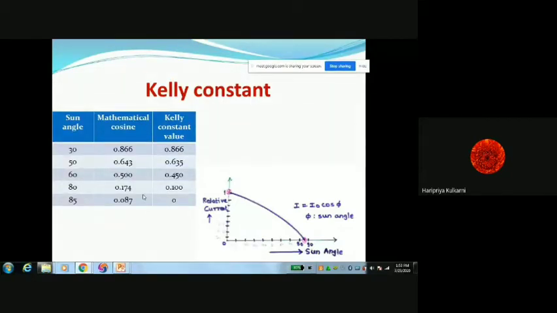So if we see the cosine graph and the Cayley cosine graph, then its zero crossing point is not at 90 degree, but it is at 85. And hence this makes sense that it is no more equal to that of the mathematical cosine, but it depends on the Cayley constant value.